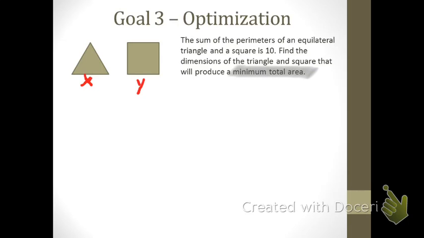Okay, we're looking for a minimum total area. So we need an equation then that calculates the total area for this equilateral triangle and for that square. Alright, now I need to give you the formula to find the area of an equilateral triangle. If you know the side length of an equilateral triangle and you're looking for its area, you can find that area by just multiplying the square root of 3 over 4 times that side length squared. Okay, that always finds the area of an equilateral triangle.